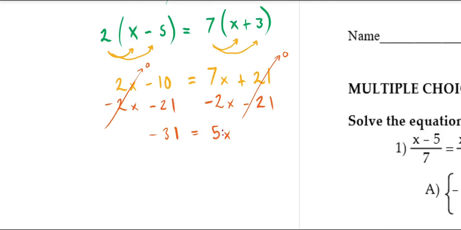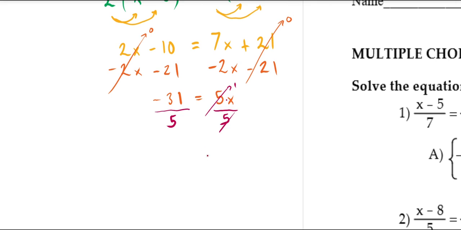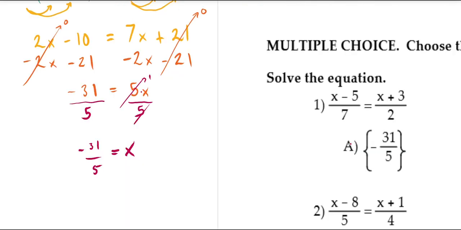All that's left next to my x is multiplication by 5, so I'll divide by 5 to get rid of that, and I'll do it on both sides. That cancels to 1 here, and so we just have x on the right-hand side, and on the left-hand side we have negative 31 over 5, which is answer A.